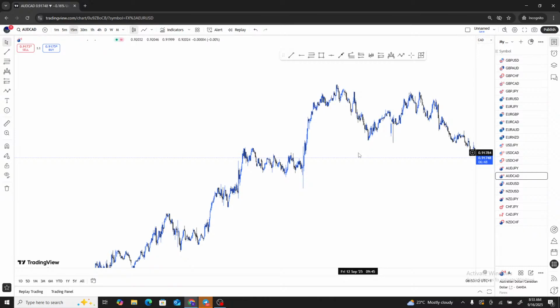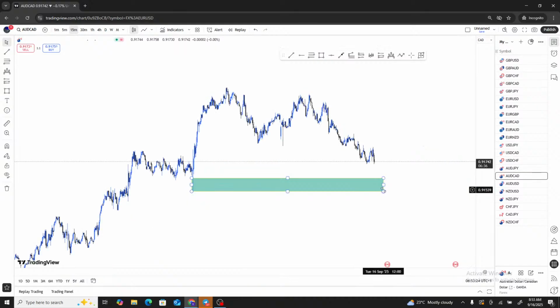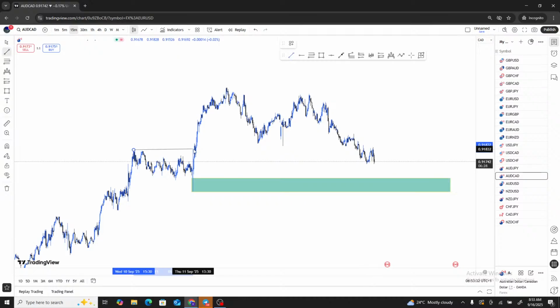First thing we have to do is to mark out our order block. In this case, it is a hidden order block, as you can see. Price has already broken structure. Then we have our liquidity here. This liquidity has been taken already.